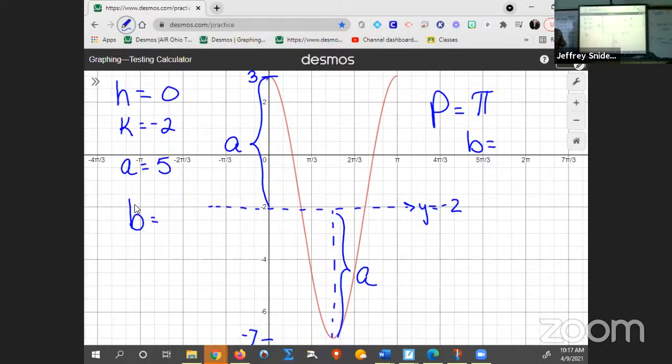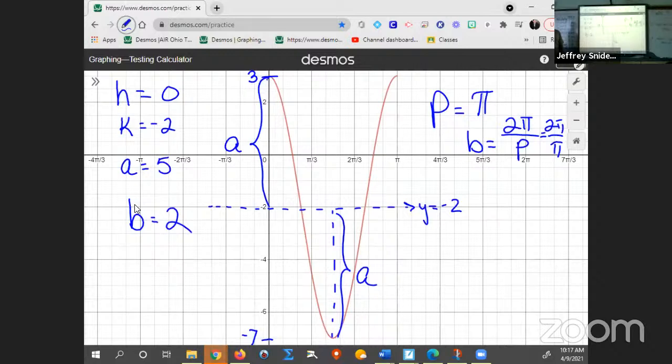What's that? It's 2 pi over P. So if I want the period, it's 2 pi over B. If I want the B value, it's 2 pi over P. It's 2 pi on the top. So now it's 2 pi over pi, which is 2. All right, great. I should be able to write my function.